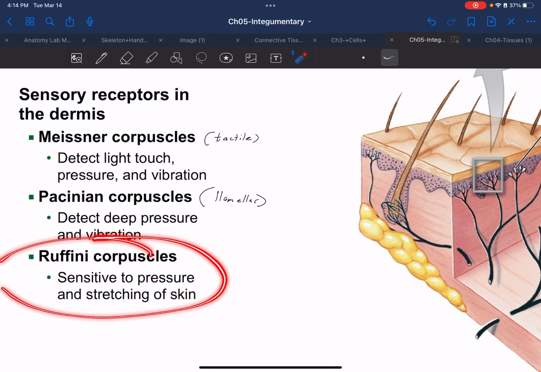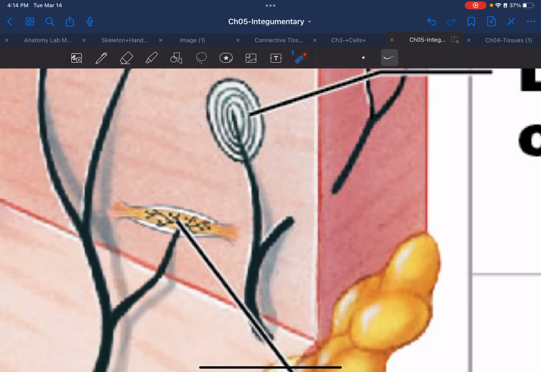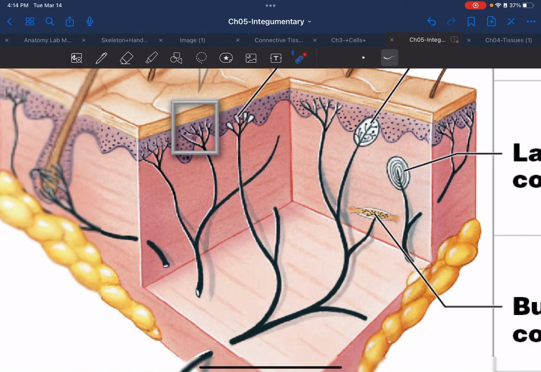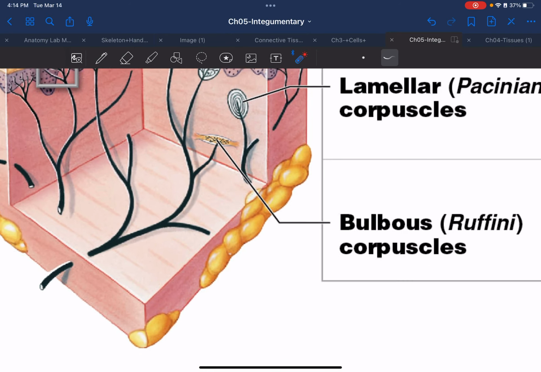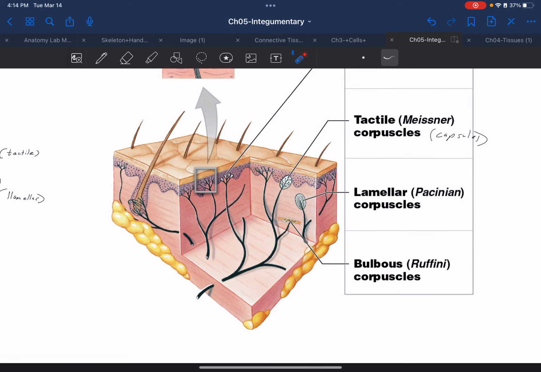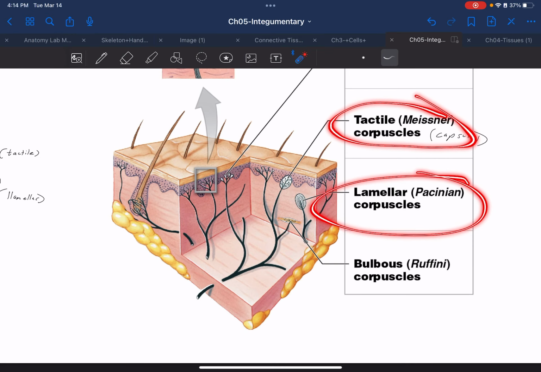Ruffini, you can tell that your skin is being stretched because there are receptors that are sort of keeping track of the regular, or they're embedded within the collagen fibers, and they're detecting how much they're being stretched. And so these are called Ruffinis. The new word for them is bulbous corpuscles. I'm going to put both on the exam, so learn either one.